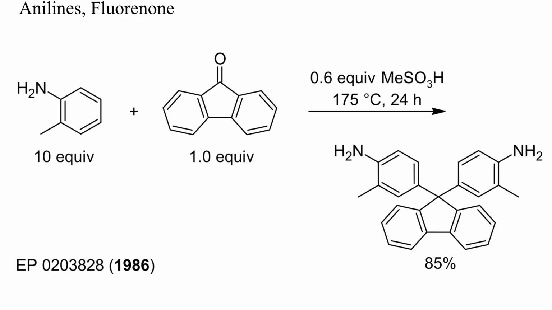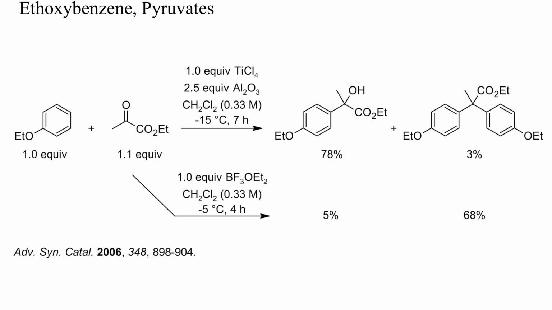Diaryl ketones, like benzophenone or fluorenone, are much less reactive than aldehydes, but can be converted into diaryl methanes under forcing conditions. Here, toluidine was condensed with fluorenone to a symmetric diaryl methane, suitable as monomer for the manufacture of polymers. More reactive are pyruvates. In this example, depending on the conditions, either a tertiary alcohol or a diaryl methane could be prepared.